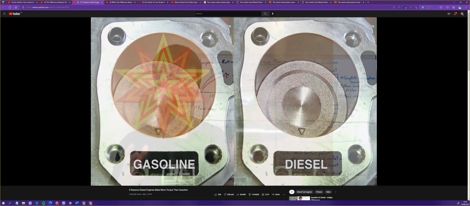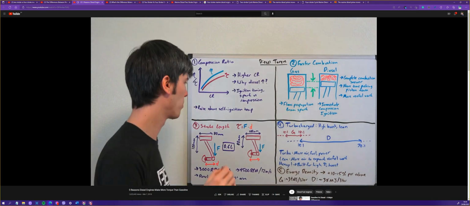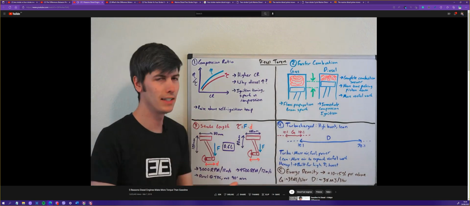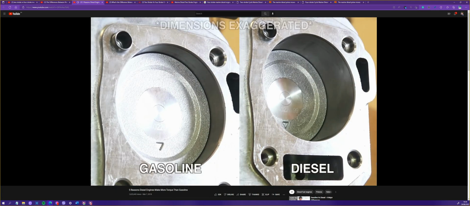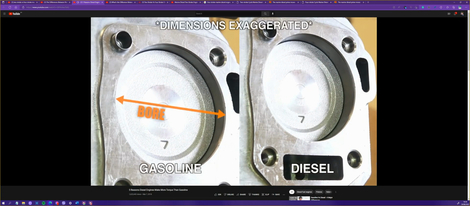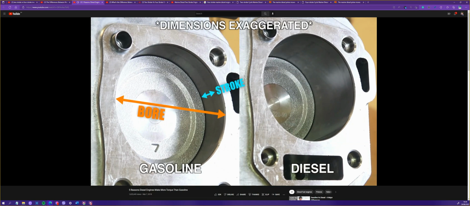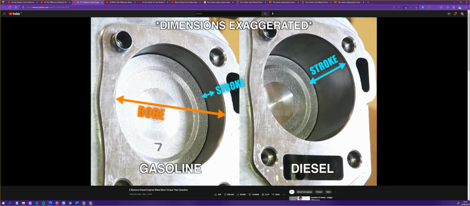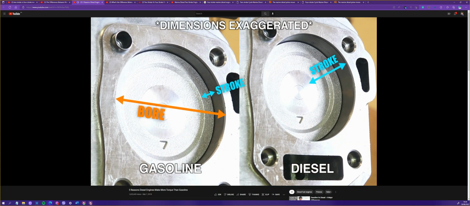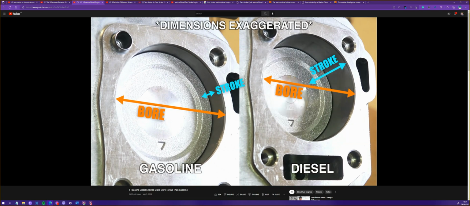Okay, so the third thing we're going to talk about is the bore versus stroke, and the fact that diesel engines tend to have a longer stroke length. So if you're looking at a gasoline engine, it's typically going to have a wider bore, but the piston isn't going to travel up and down quite as much, versus looking at a diesel engine, where the piston will travel up and down quite a bit, but the bore won't be quite as wide as on the gasoline engine.